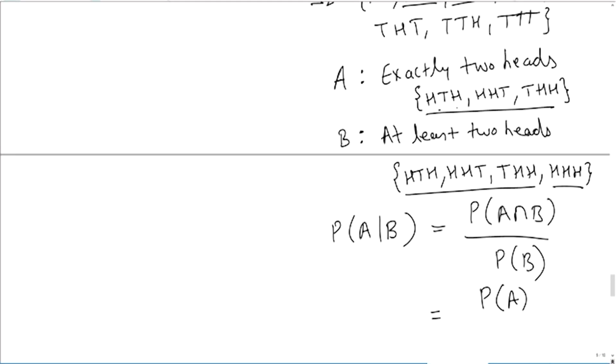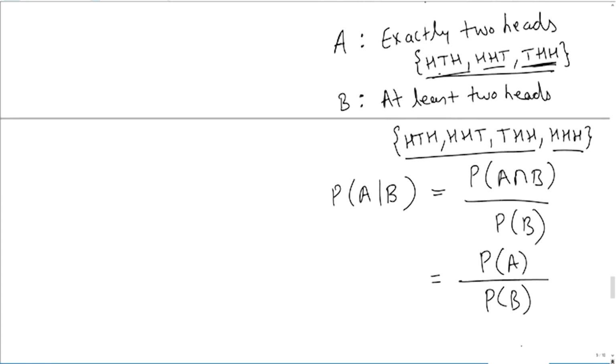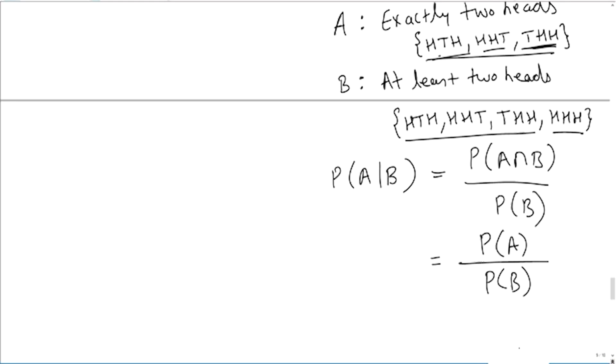Basically just the probability of this thing, right? This is the common element between A and B. And if you divide it by the probability of B, then you will get the probability of A given B. Okay. Now, in order to calculate this, you will need to know what is the probability of A and what is the probability of B. How do we calculate that?